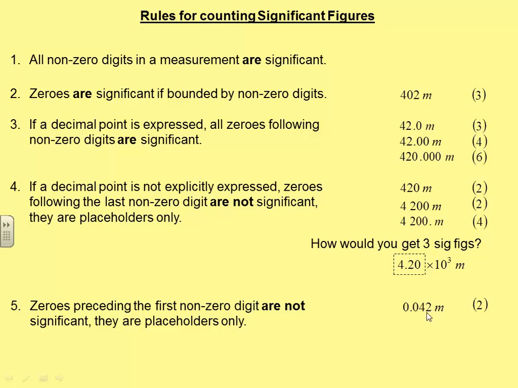We could write this, by the way, as 4.2 times 10 to the negative second meters. Write it in scientific notation. And that would clearly tell us there's only 2 sig figs. Right? But sometimes we don't use scientific notation. How about 0.0420 meters? Hopefully you're saying, hey, there's 3 sig figs. Well, obviously the 4 and the 2 count. So of these 3 zeros, which one counts? That's right, the one following the non-zero digit, since there's a decimal point. These are preceding, rule 5, they don't count.